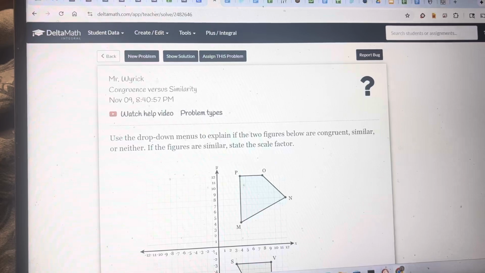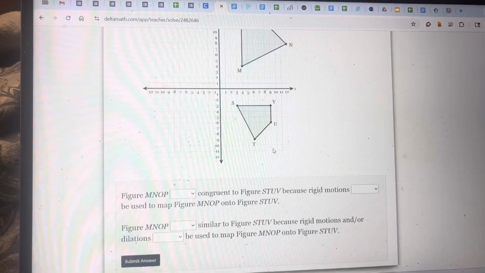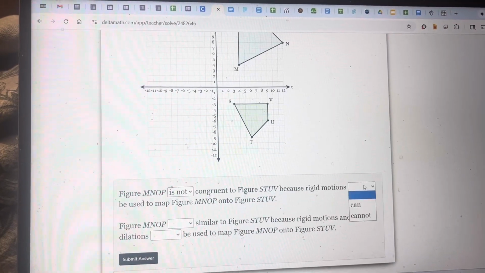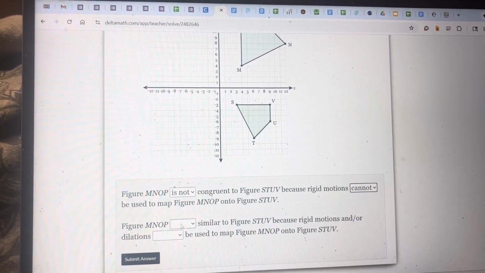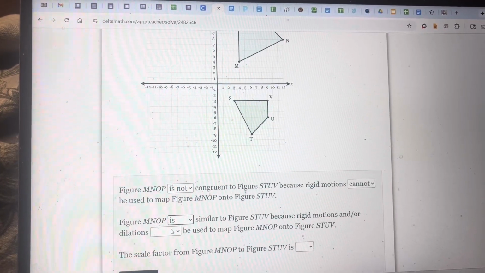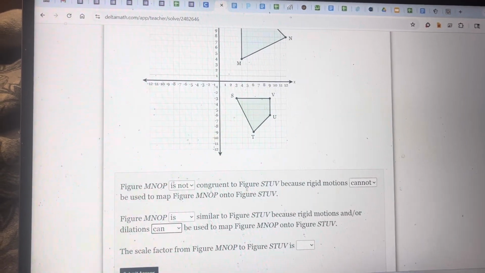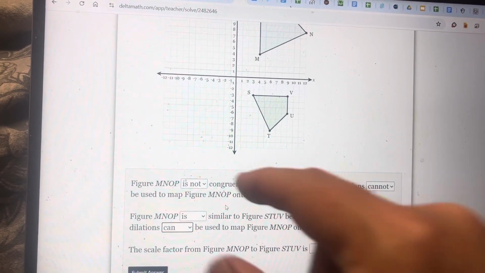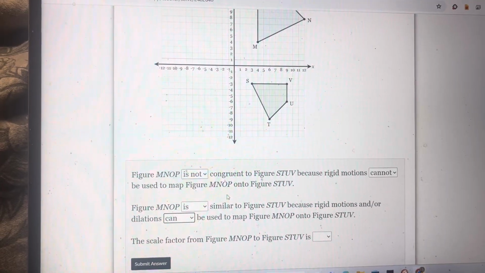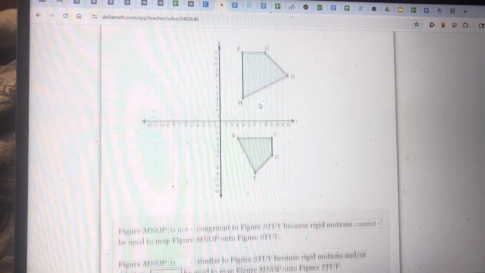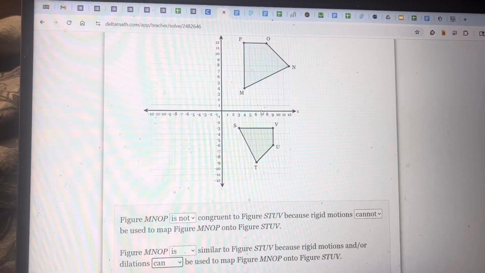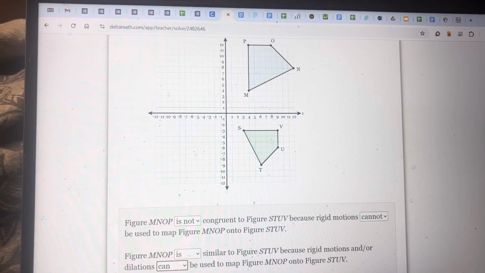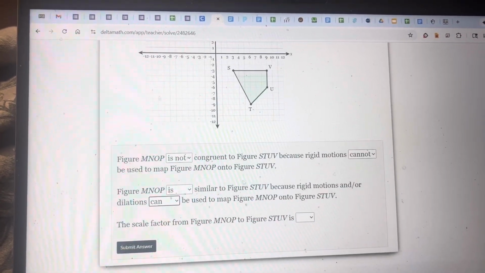Then the third section, congruence versus similarity. It says, is it congruent? I can see this one is not congruent because rigid motions cannot. It is similar because these can. Now remember, this one's a little tricky. If it is congruent, it's also going to count as similar. We just never say that. So you do have to look out for that. But I just wanted to make sure that we could understand and differentiate between the similarity and the congruence, like what's going on.